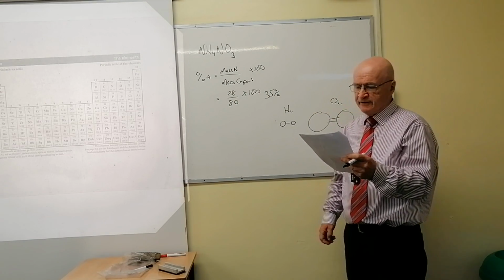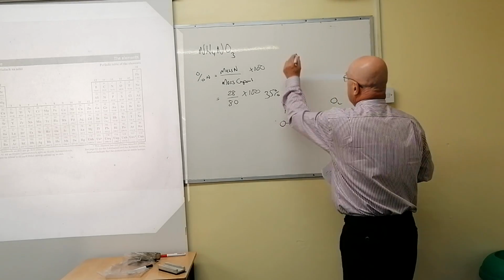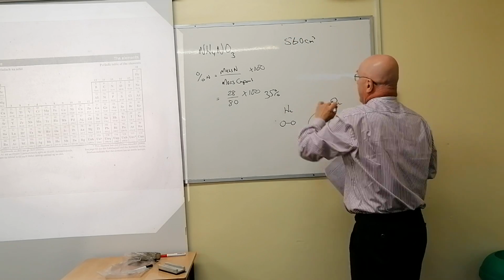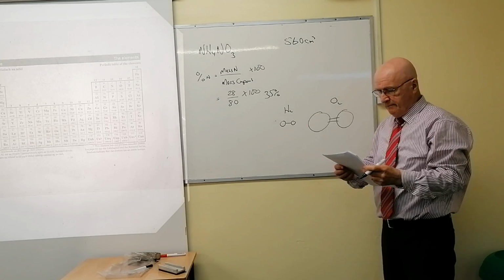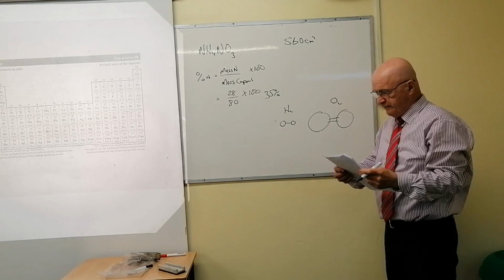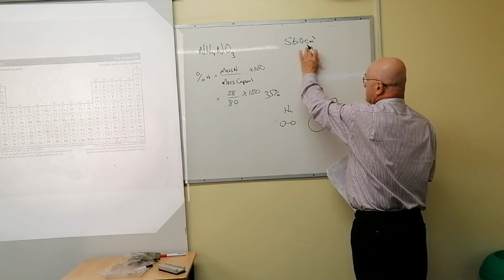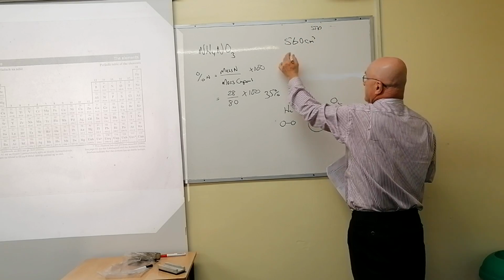How many atoms are present in 560 centimeters cubed of ammonia at STP? Okay, you're trying to work out how many atoms. So you must get how many molecules first. That's a volume, so you must divide it by the molar volume at STP, 22.4.